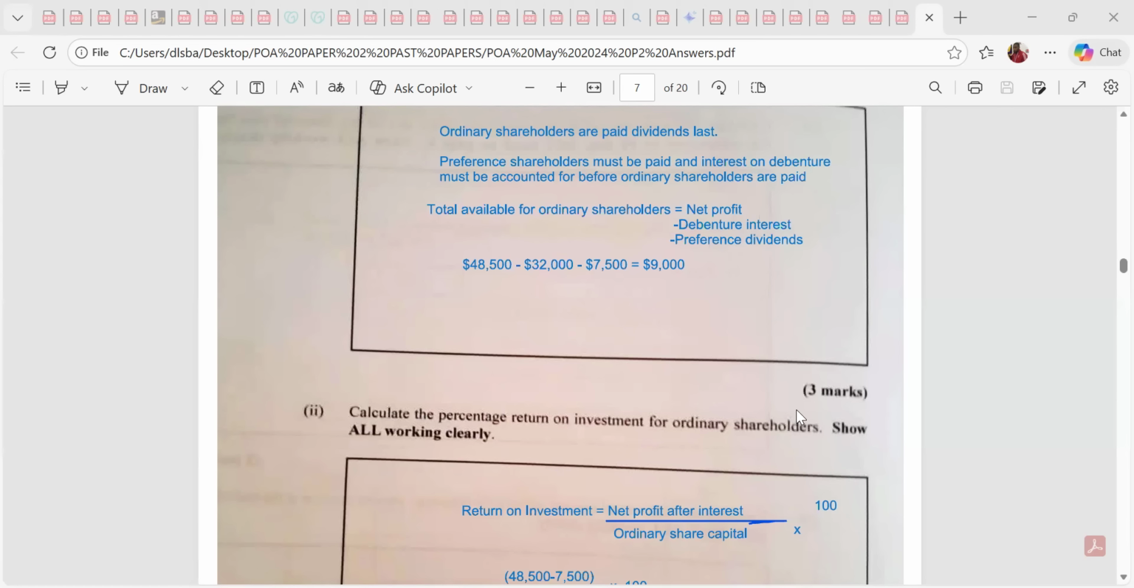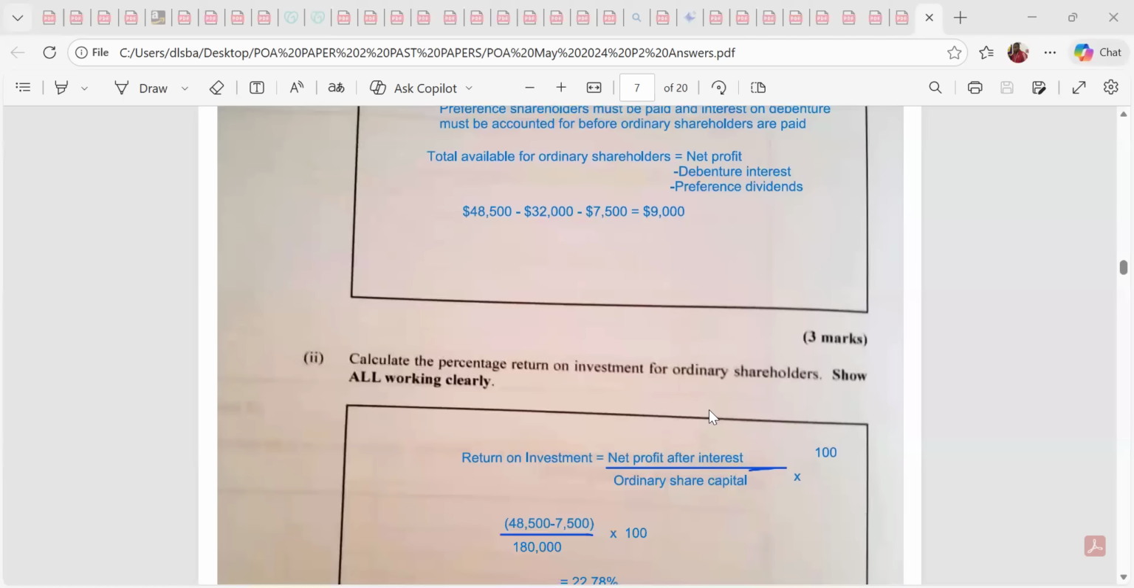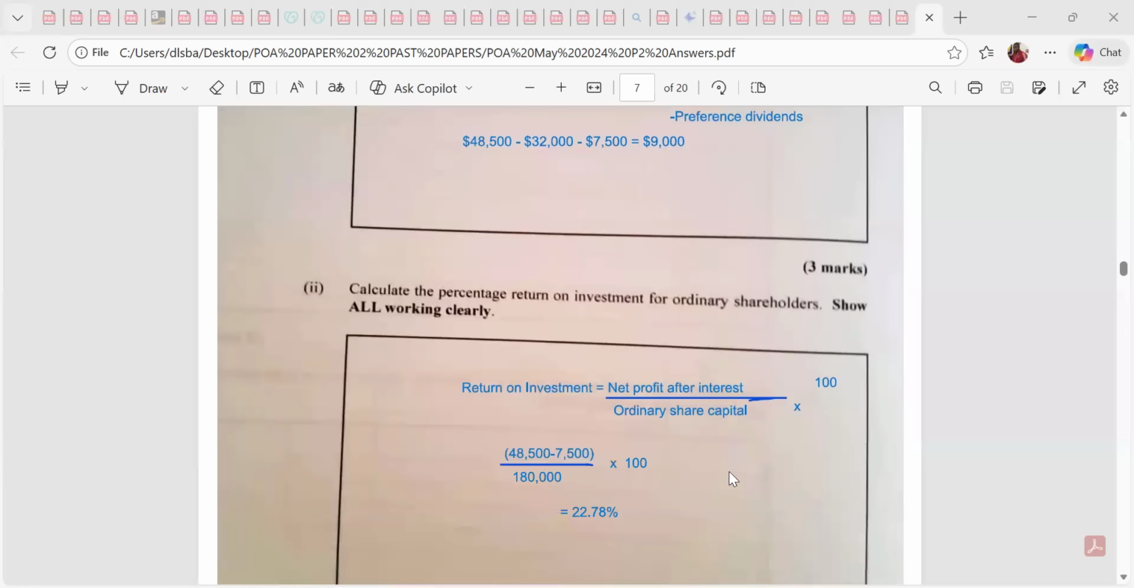First, we have to get our final net profit figure. Debenture interest is an expense. We have to minus it to get our final net profit figure. So it'll be 48,500 minus 7,500, which will leave us with 41,000. And then we divide that by our ordinary share capital and multiply by 100. And that's how I got the 22.78%.